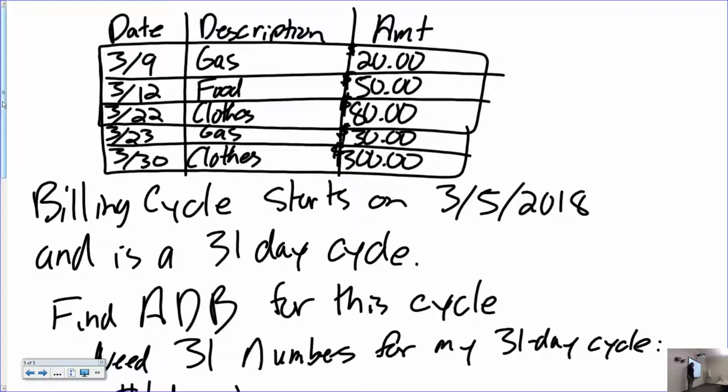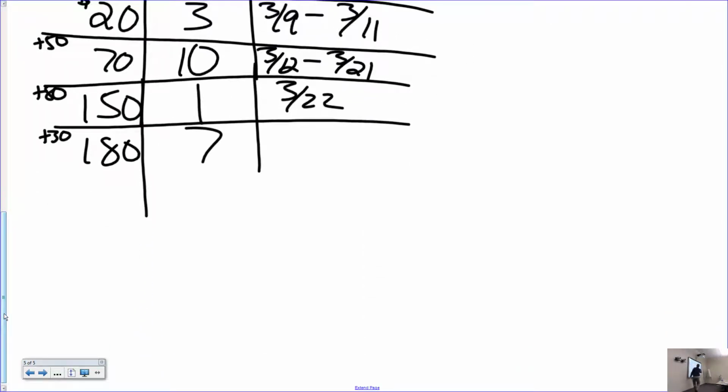What's 22 minus 12? 10. That was our next number for repeats. What's 23 minus 22? 1. That was our number for repeats on the next one. Last but not least, what's 30 minus 23? 7, that was our last number of repeats, okay? So that actually works because you're including the first day but not including the last day, okay? So this was from the 23rd to the 29th.